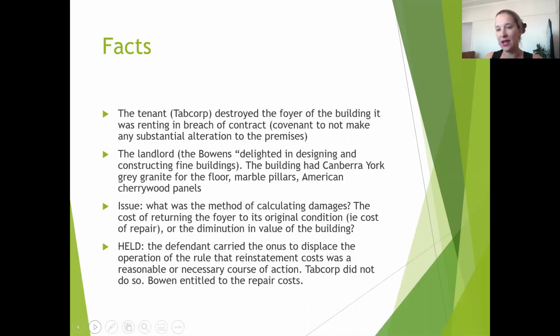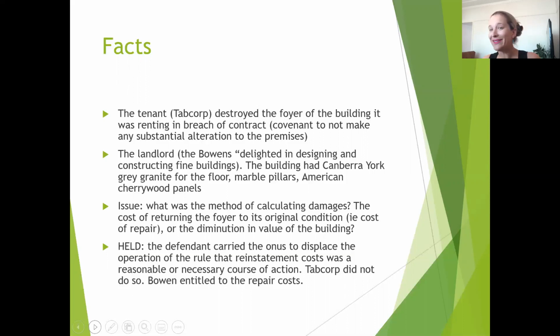So one of the key issues in this case became what was the appropriate method of calculating the damages. The two options were the reinstatement costs, that is the repair costs, so the cost of returning the foyer to its original condition, which was approximately $1.3 million. And the alternate way of calculating the measure of damages here was the diminution in value method. So essentially, what is the difference in value between the old foyer and the new foyer, which was only $38,000.